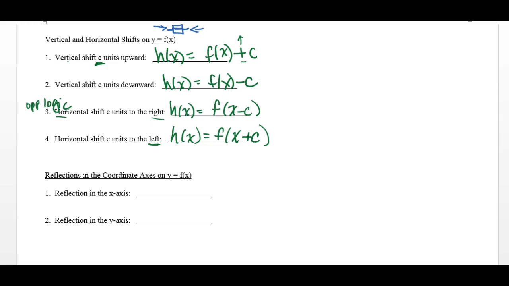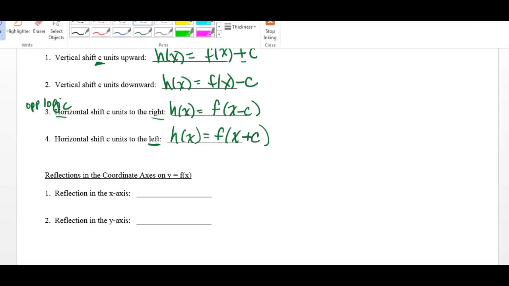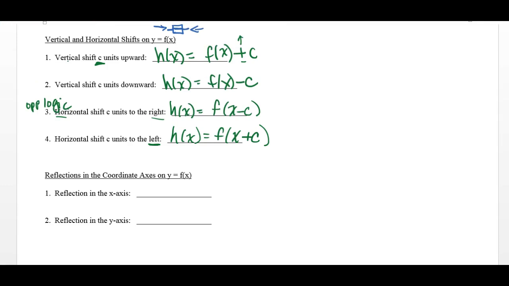Now, reflections. Things can be reflected over the x-axis or the y-axis. All right, if it's reflected over the x-axis, then you will find a negative sign out on the outer edge of the function. So h of x would be negative, and then whatever the parent function is. Okay, the negative sign is on the outside. If it's reflected across the y-axis, then it will look a little different, and it looks like this.